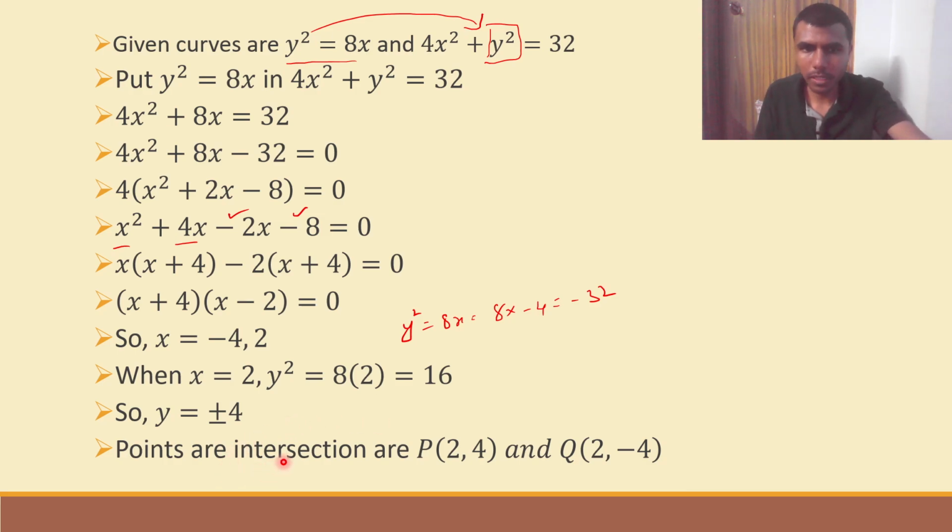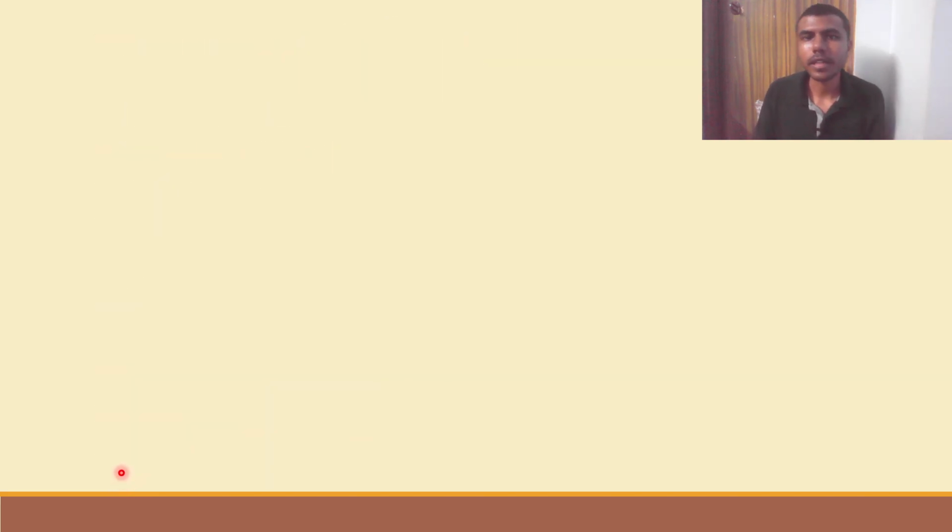Now we have to find out the angle between the tangents, right? Before finding out the angle between the tangents, we have to find out the slopes of the tangents. Now how to do that? See, slope of a tangent to a curve is given by dy by dx. So I need to find out dy by dx for the first curve as well as the second curve.